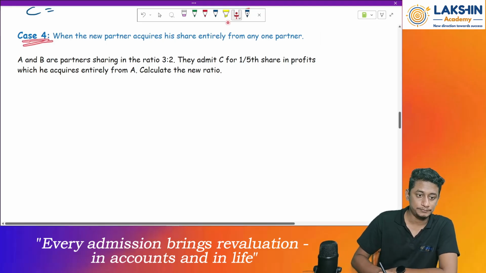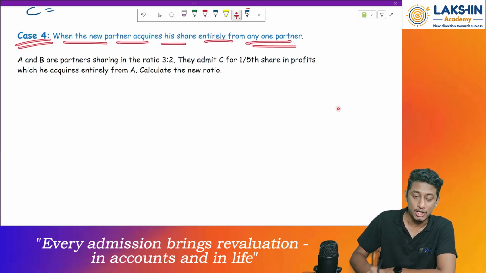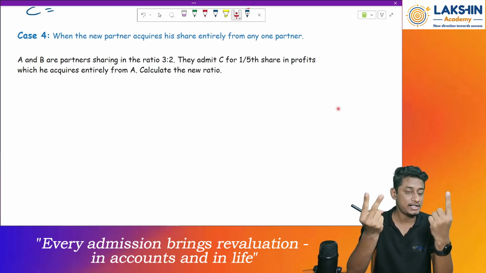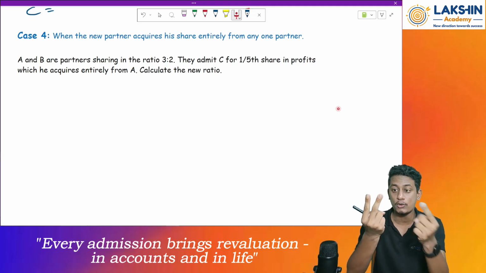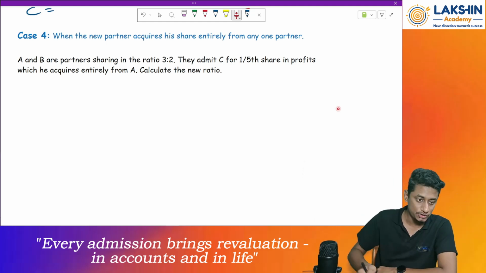Case number 4. When the new partner acquires his share entirely from any one partner. So what is happening over here? See, there were 2 partners. We have added a third partner. He is taking only from one partner. One more partner is sacrificing nothing over here, 0. So look at the question.